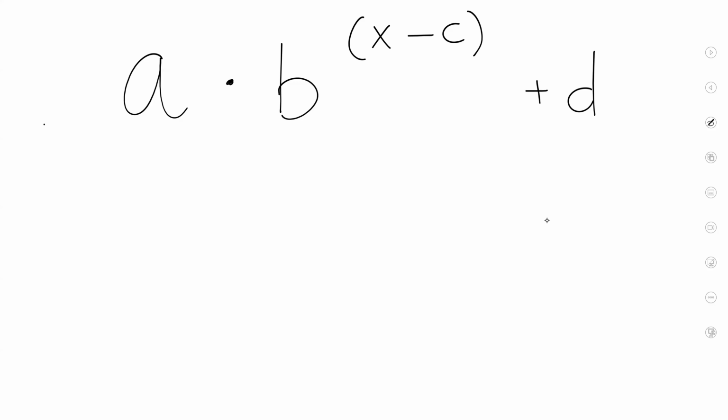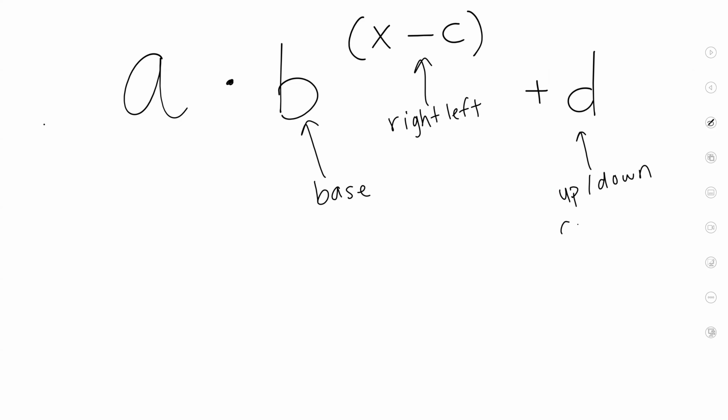We're going to talk about transformations to the exponential function. This is always your base. This tells you whether it goes right or left. This tells you if it goes up or down. This is also your asymptote. That's important. Please write down that number tells you the asymptote.